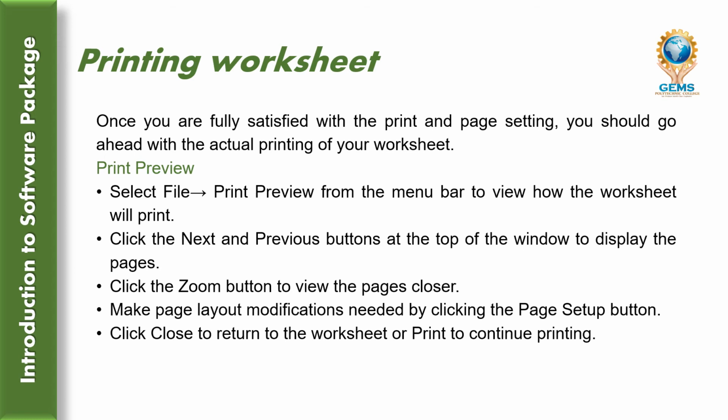Select File and click Print Preview from the menu bar to view how the worksheet will print. After previewing, you can click the Next and Previous buttons at the top of the window to display the pages. There is also a Zoom button to view the pages closer. Make the page layout modifications needed by clicking the Page Setup button. After that click Close to return to the worksheet or Print to continue printing.